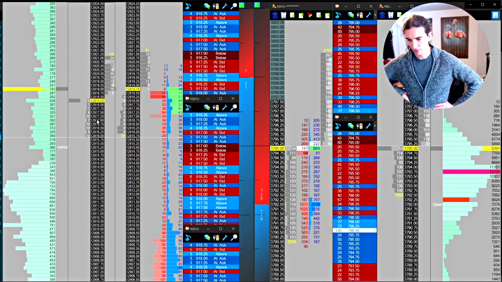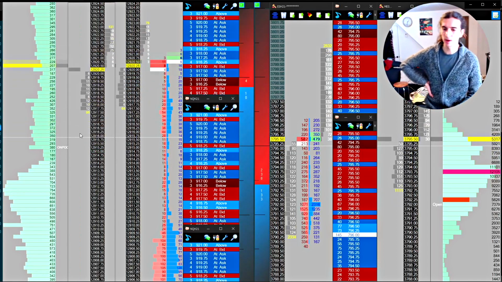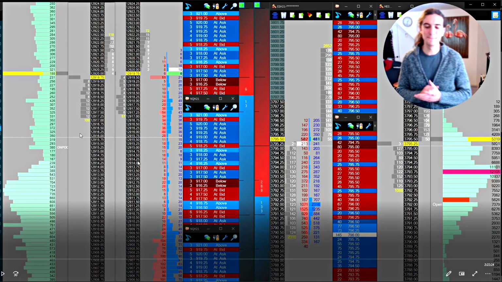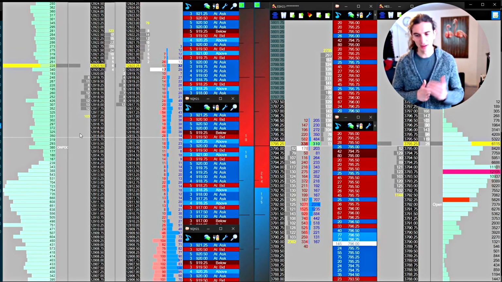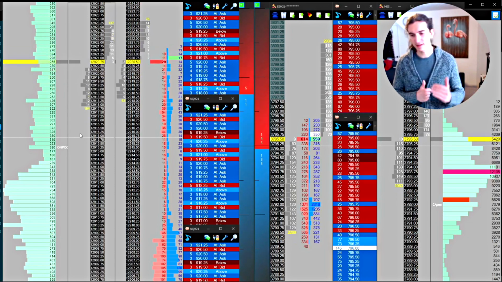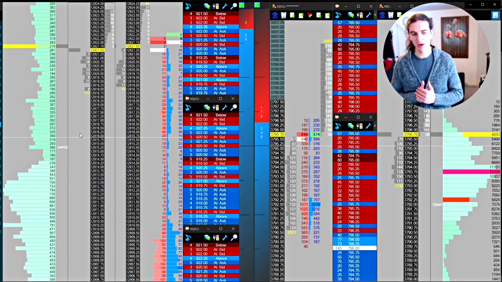There we go, same old thing, and then I scratched it. And then as soon as I scratched it, it popped to 920. So that was a bit of a tricky one. I would say that I scratched it a little too early, but at the same time, that's the kind of discipline that's required when it comes to scratching trades.